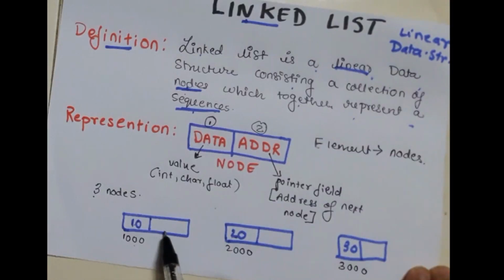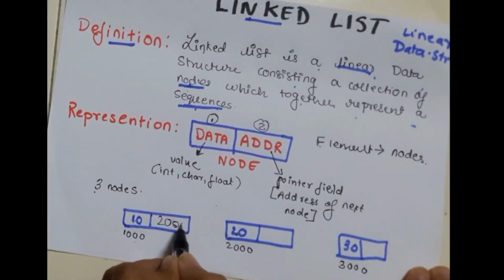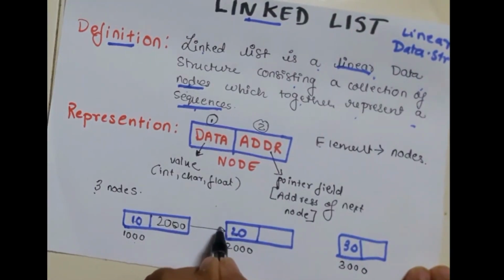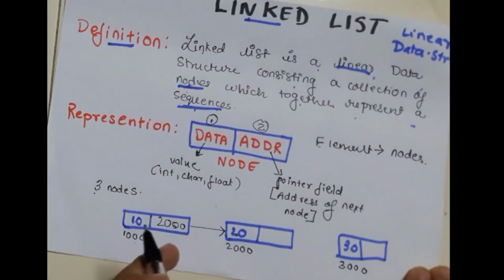Okay. Now what will be included in this block? This block will consist of the address of the next node. The next node is 20 and the address of 20 is 2000. So here we will write 2000. And when we write 2000, this will create a link to the next node. This node will lead you to this node with the help of this address.